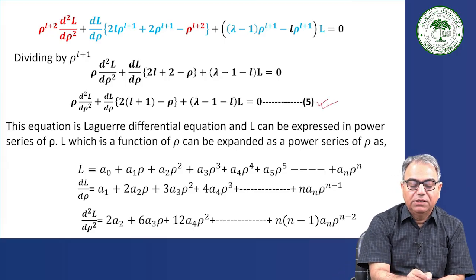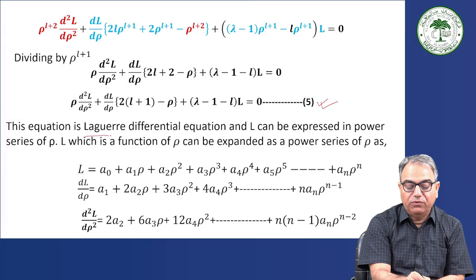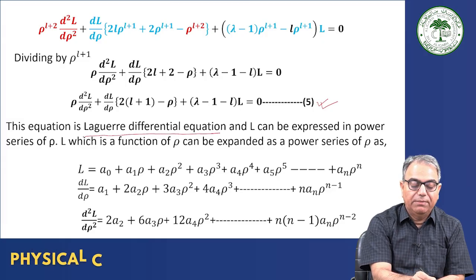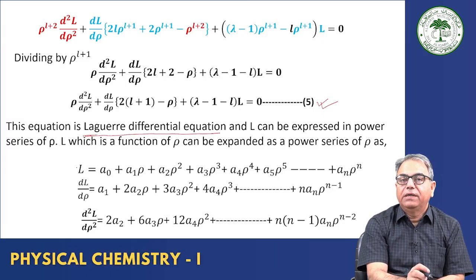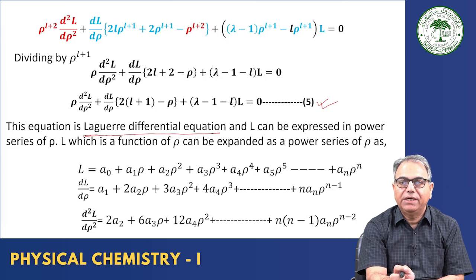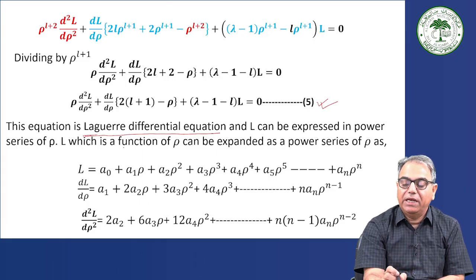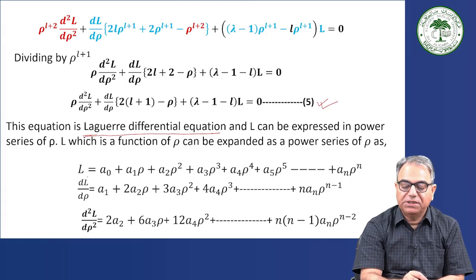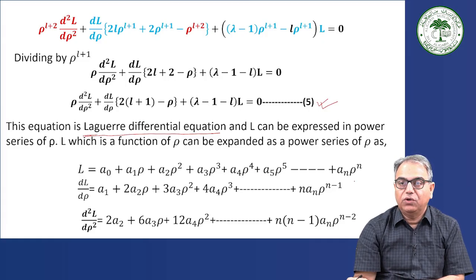This equation is similar to the Laguerre differential equation. You remember this term? In case of harmonic oscillator, I said you Hermite differential equation. In case of theta equation, I said you Legendre differential equation. In case of R equation, I am saying Laguerre differential equation. And so the value of L can be expressed in power series of rho. Okay. So, the value of L can be expressed in power series of rho, and we can write A0, A1 rho, A2 rho², A3 rho³, A4 rho⁴ and so on.